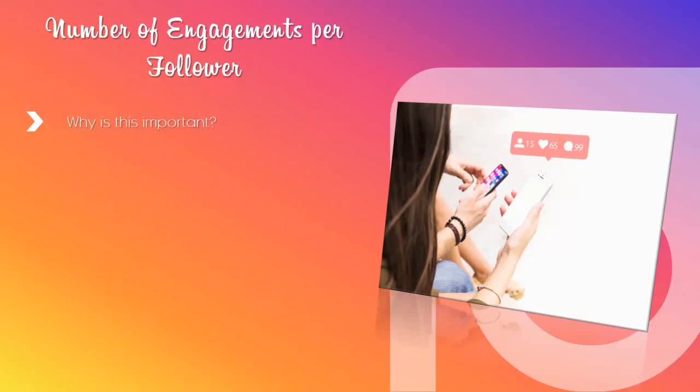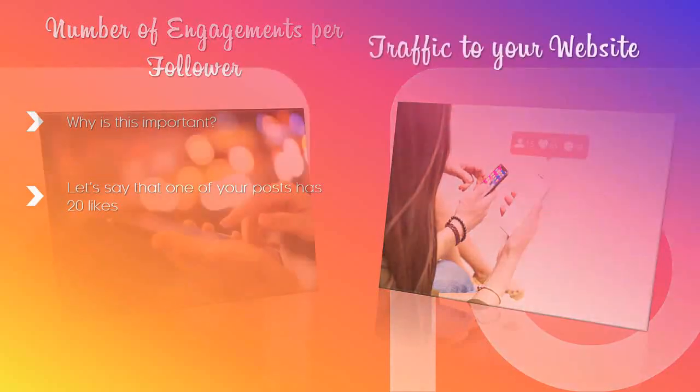Why is this important? Because 70% of posts made on Instagram are never seen by users. Having millions of followers will be irrelevant if none of them are seeing and interacting with your posts. Let's say that one of your posts has 20 likes. If you have 20,000 followers, then this is not very impressive, as it only gives an engagement rate of 1%. We recommend that you calculate your follower engagement rate on a weekly or monthly basis. Don't try to do this every day, as you will not get accurate data over the long term.